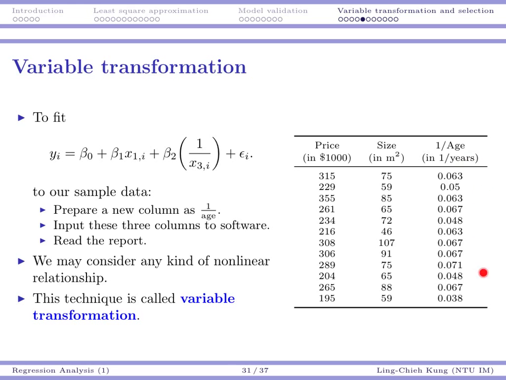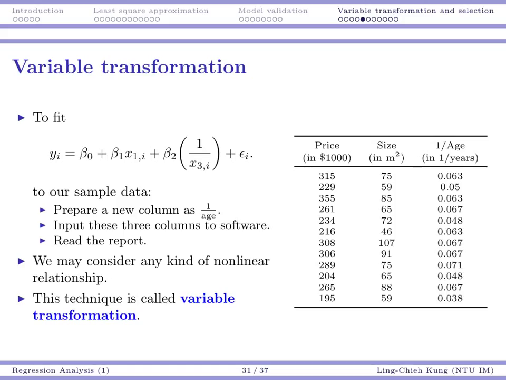So we get all these numbers. And then we input the 3 columns here into a software to get the report. So basically we still use software to do the calculation, but you need to prepare this column by yourself. Once we do that, then we get the report, and then we can see whether this is good or not. In general, we may consider any kind of nonlinear relationship. Does not need to be this one.